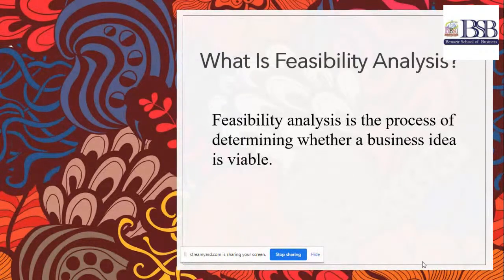Feasibility, students, just remember the word feasible. It is the state or degree of being something easily done, or if you can do something conveniently, that is feasibility. It is the practicability, or the practicality, of an action or an idea which needs to be assessed. You have an idea, but is it a practical thing or not? That is the feasibility analysis.